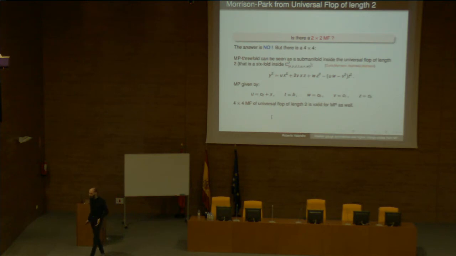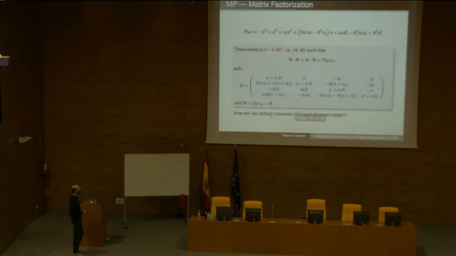Now one could ask, is there a 2x2 matrix describing this Morrison-Park model? Maybe this is a generic feature, that massless U1 are connected to 2x2 matrices. And in fact, this is not true. What we have instead for the Morrison-Park is a 4x4 matrix factorization. How can we see what this matrix is? Well, we see this by noticing that one can obtain the Morrison-Park threefold by considering this sixfold, called the universal flop of length 2, and making these identifications. This manifold was proved to have a 4x4 matrix factorization, and this matrix factorization is also valid for Morrison-Park. And this is the matrix.